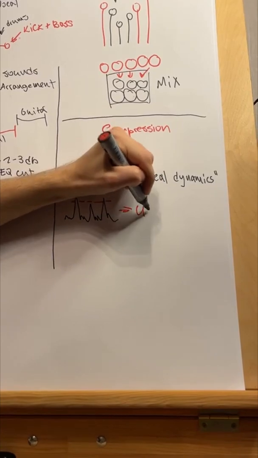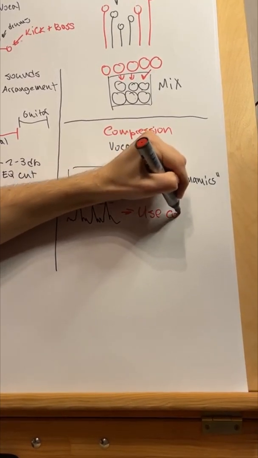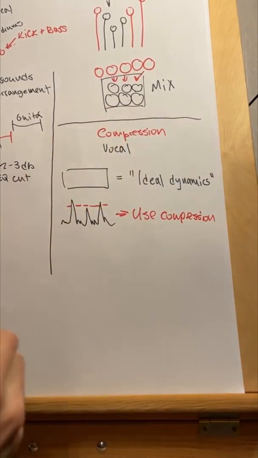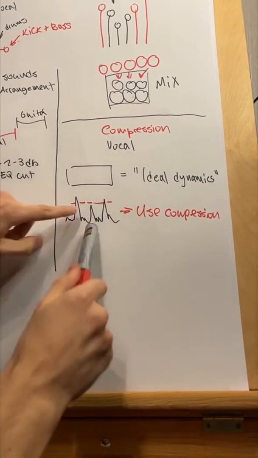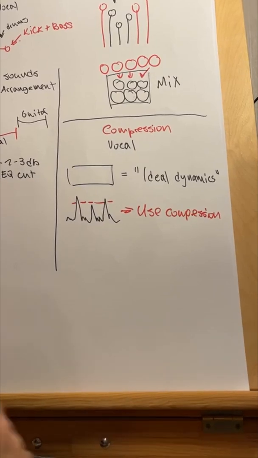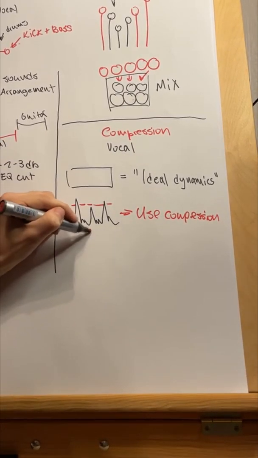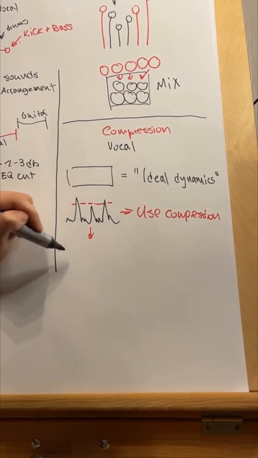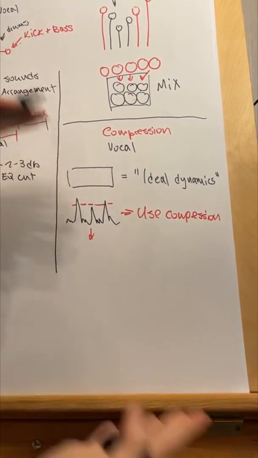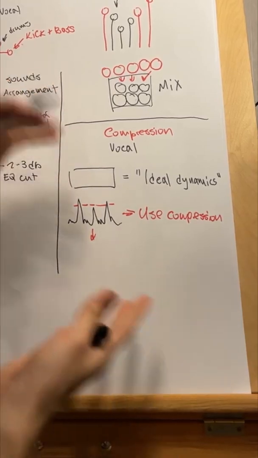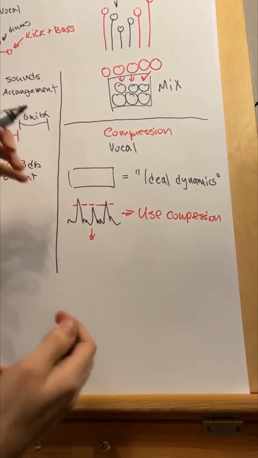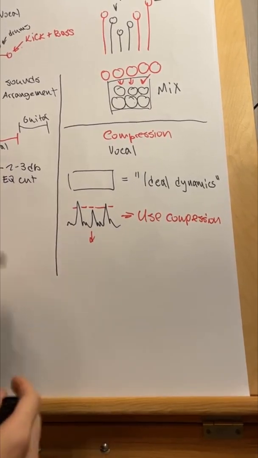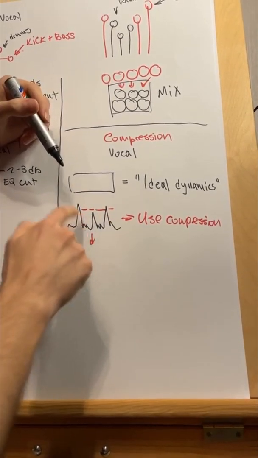So when we use compression, we want to turn this into something more like this, more flat, okay? We want to squeeze it and make it flatter, and because we reduce the dynamic range, the sound becomes louder. But in reality, it doesn't become louder. You just reduce the difference in those peaks.